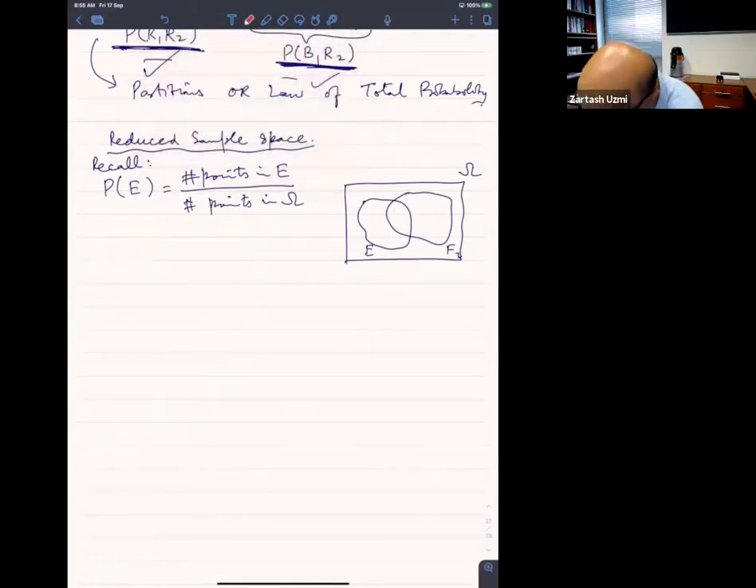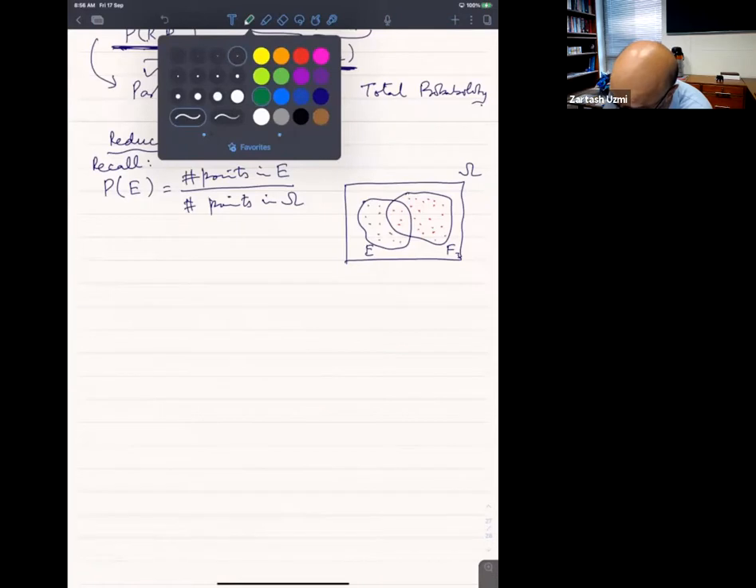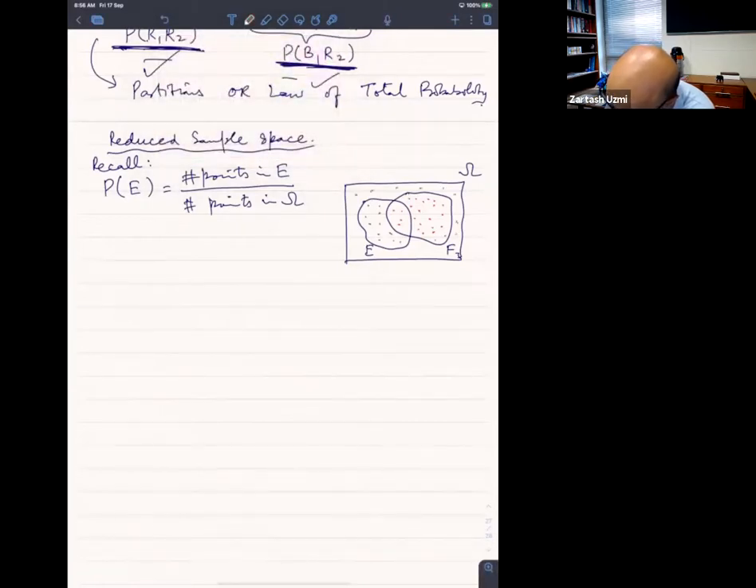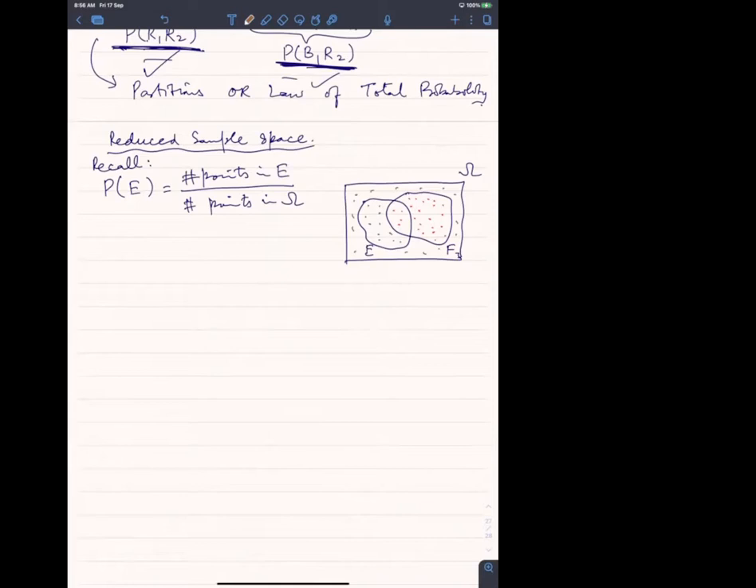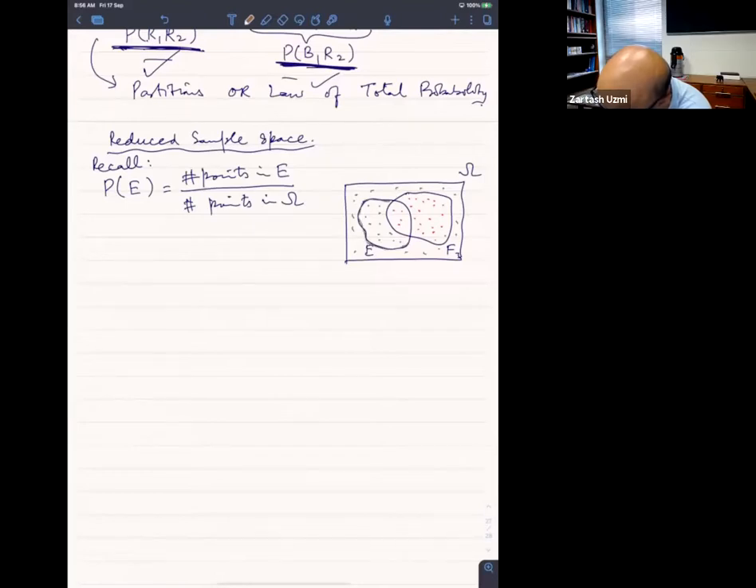And then you have these red outcomes, which all support F. These red outcomes support F. And then you have these green outcomes, which support only E. The few common ones, the red ones together with the green ones, support E. And then you have maybe brown outcomes, which are the rest. You have a lot of outcomes. So what is the probability of E? The probability of E is the number of points in this area, the number of points here.